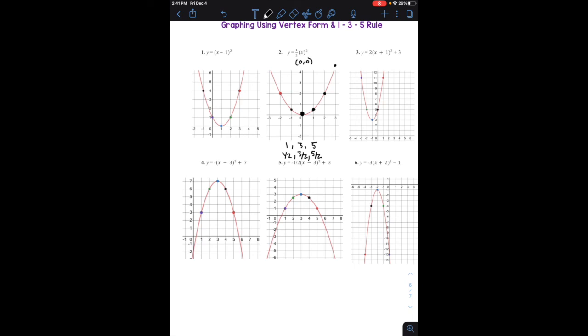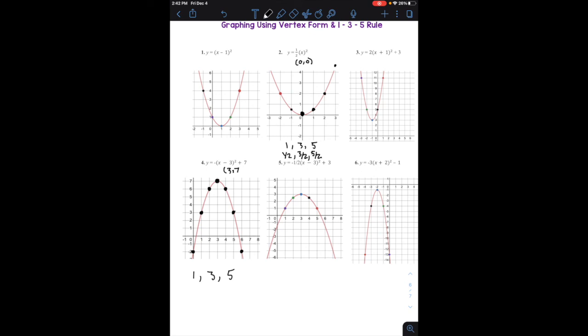Number 4 has a negative a value, and it's -1. So we could still use the 1, 3, 5 rule, but we're not going to go up 1, up 3, up 5. We're going to go down. Our vertex here is 3, 7. So we're going to start at 3, 7. And again, since it's negative, we're going to go over to the right 1 unit, down 1 unit, over to the right, down 3, and then over to the right, down 5 if we had enough room. Same with the left side, over to the left, down 1, over to the left, down 3, over to the left, down 5.